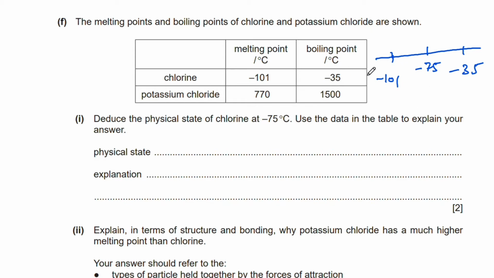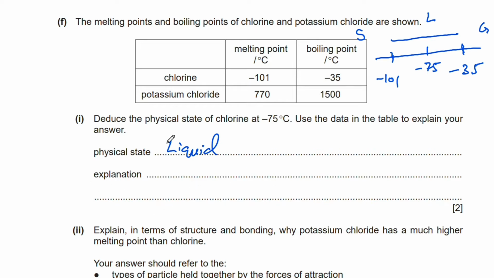Now see, this is the melting point. So below the melting point, this will exist in solid state. Above the boiling point, this will exist in gaseous state, and between these two, this will exist in liquid state, because this is more than the melting point but less than the boiling point. So as you can see, minus 75 lies between minus 101 and minus 35. So the physical state will be liquid.